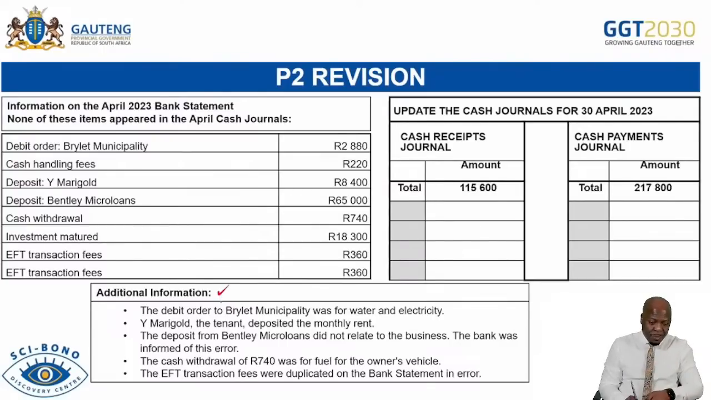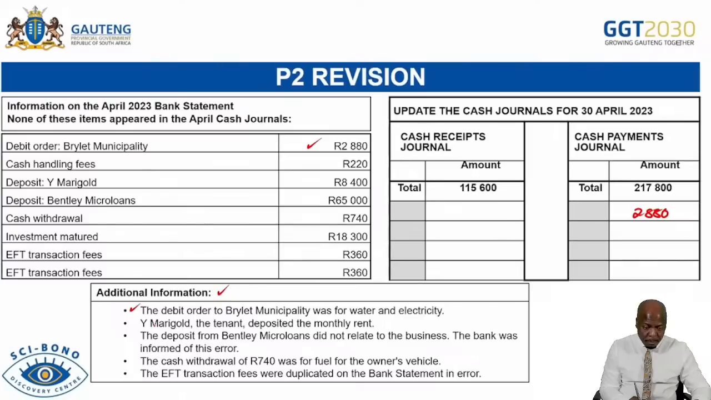Okay, so we're told, number one here, the debit order by Brylet Municipality was for water and electricity. So the debit order by Brylet, which is 2,880. We're being told that was for water and electricity with journal CPJ. So I'm going to come here, it's going to be 2,880 for water and electricity, CPJ. So we're done with that one.